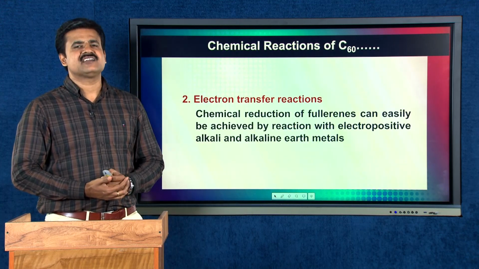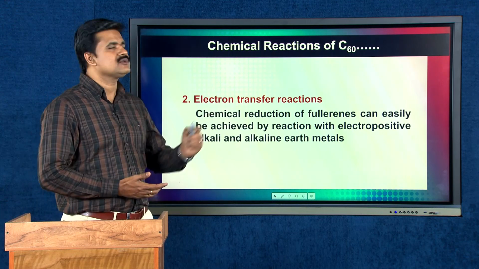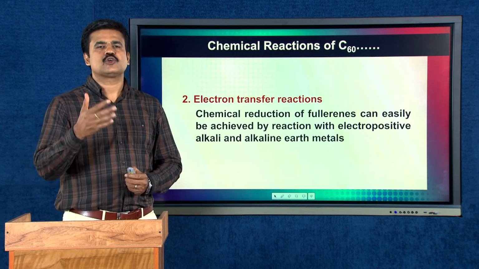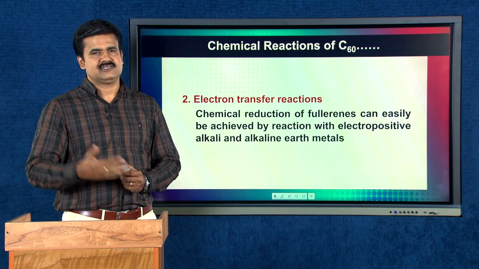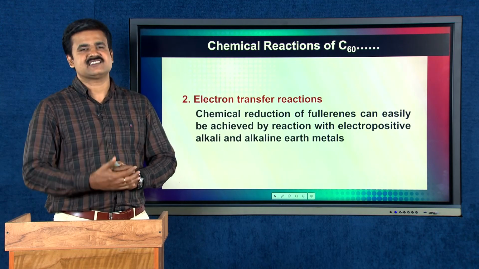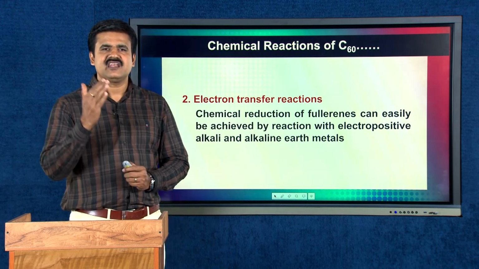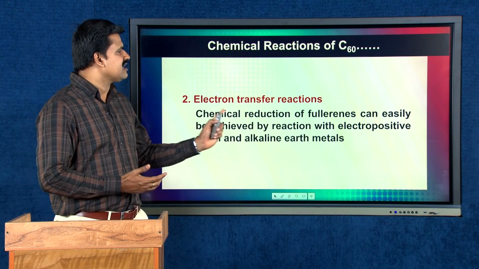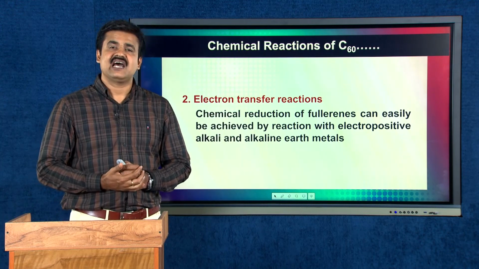The second category of chemical reaction shown by C60 is electron transfer reaction. An electron may undergo transition from one species to another. So, we are now focusing on electron transfer reactions given by the C60 molecule. Chemical reduction of fullerenes can easily be achieved by reaction with electropositive alkali as well as alkaline earth metals.